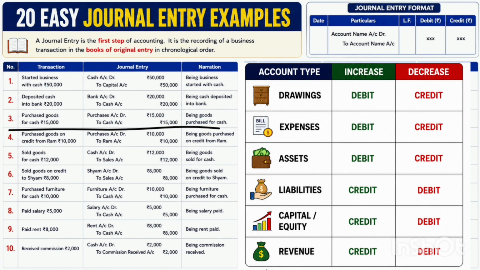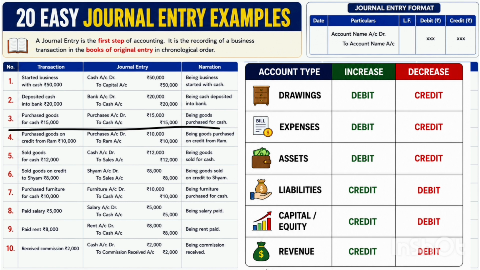Third one is purchase goods for rupees 15,000. Here again, just remember one thing while doing accounting: whenever you see goods, these goods are for resale. We are not going to use them for ourselves. So whenever you see the goods name, you have to take the purchase account. These goods we purchase for reselling, not for our own use, so we take the purchase account for those goods.